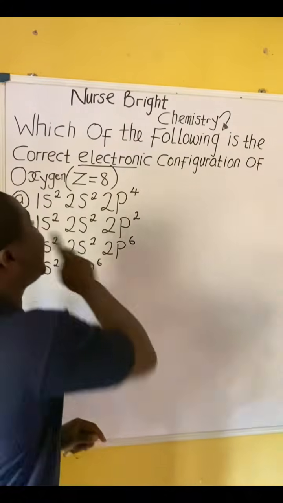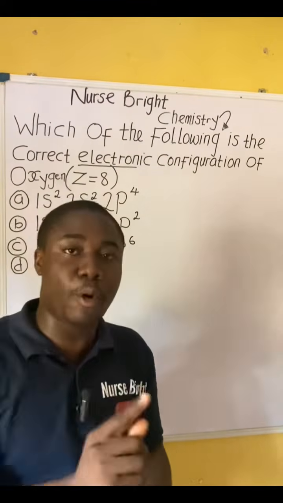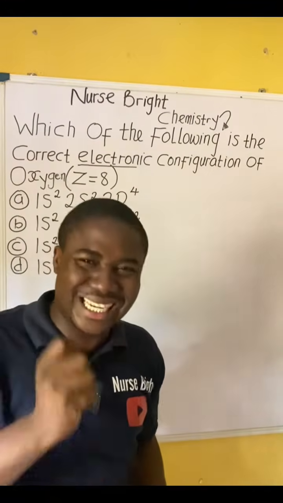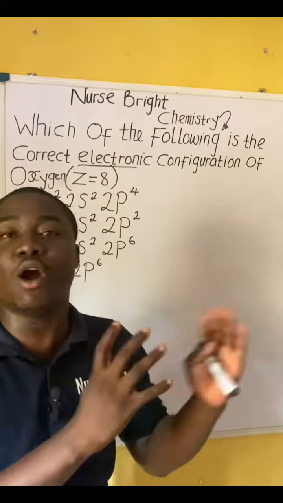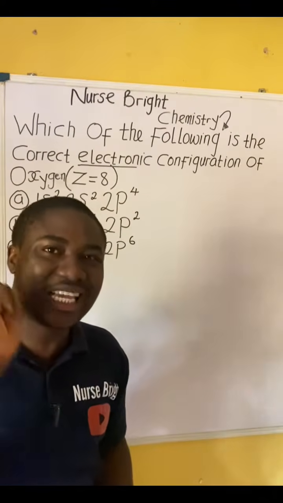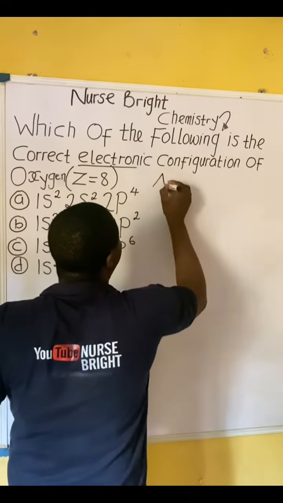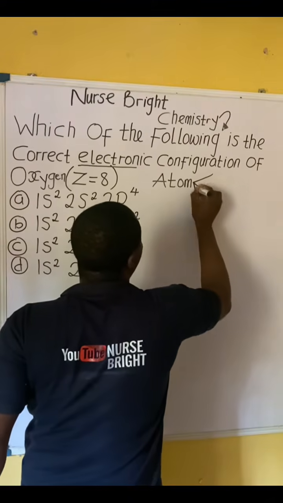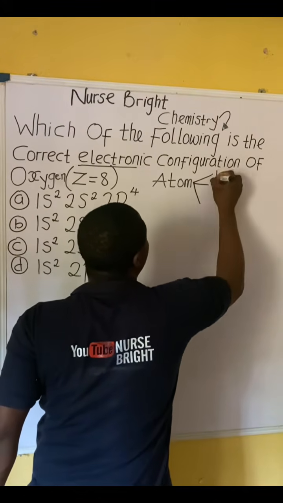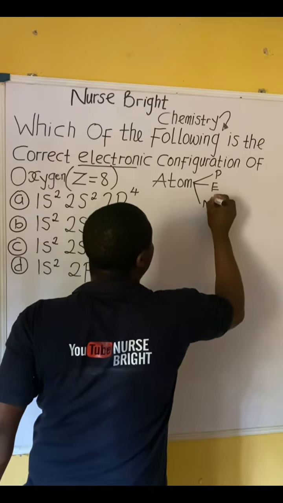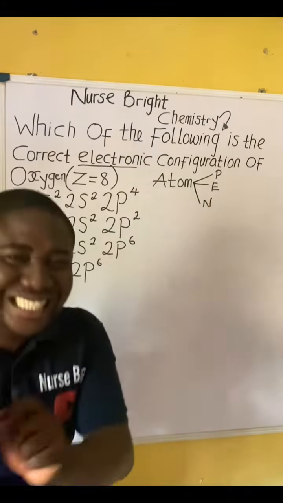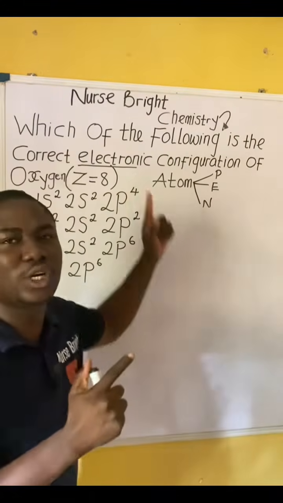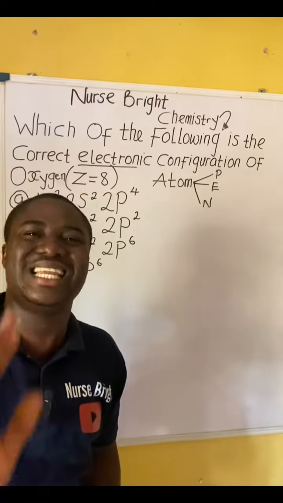So from the word electronic, for us to understand properly how to write electronic configuration of elements, we have to understand the chemistry of electrons. So please listen very well. An atom is divided into three subatomic particles, which I call PEN, which are protons, electrons, and neutrons. We are interested in electrons in the course of learning how to write electronic configuration of any element.